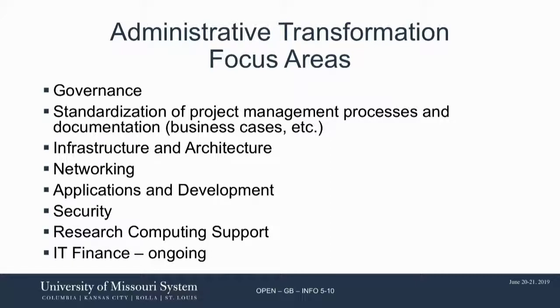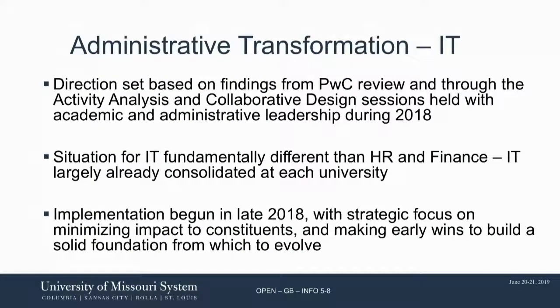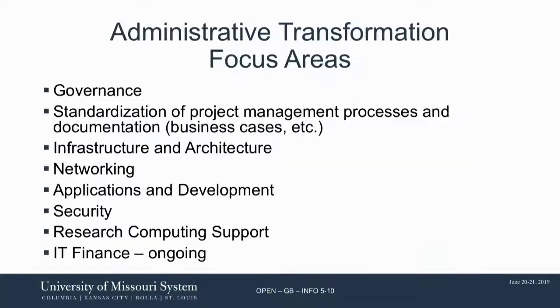So the CIOs from all four of the universities got together, and we identified things that we could accomplish. I think I mentioned it on the previous slide. Minimizing impact to the end users that we support and making early wins to build a solid foundation for both the technical infrastructure and also the relationships that are going to need to be there and durable for the organization to thrive going forward. And these are the areas we picked.